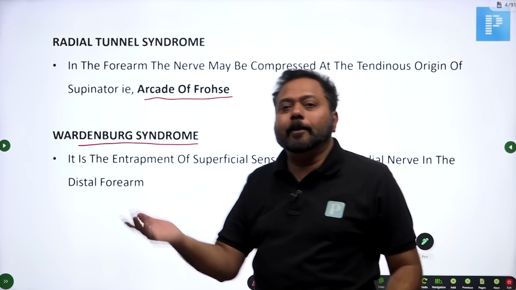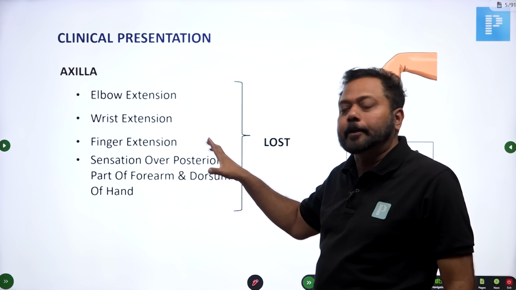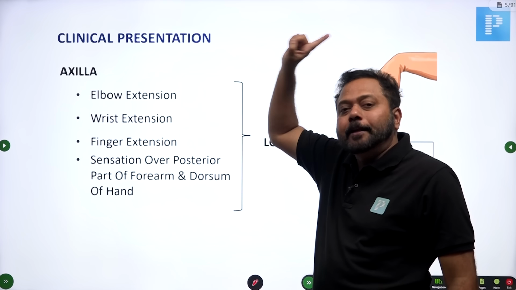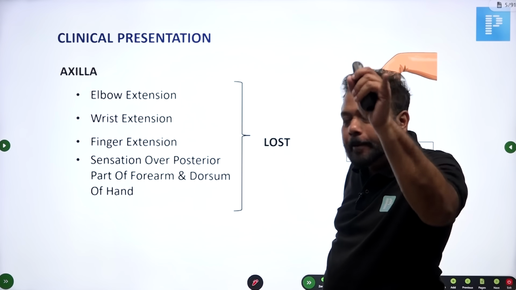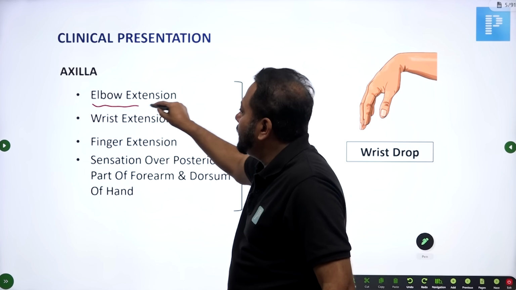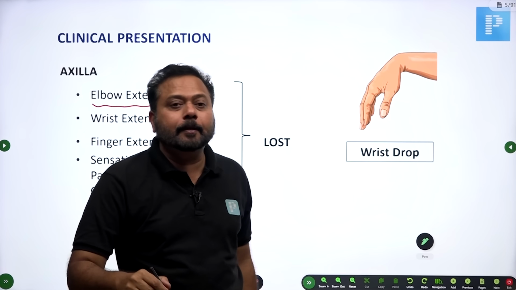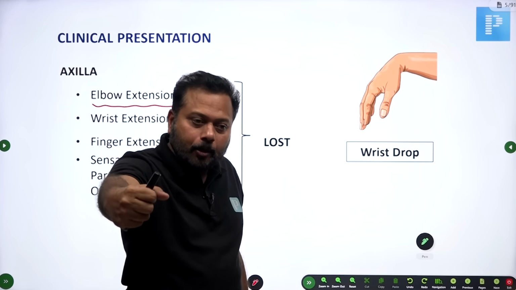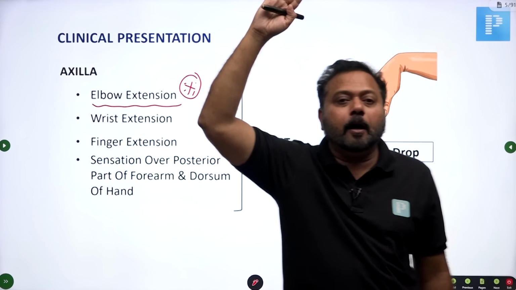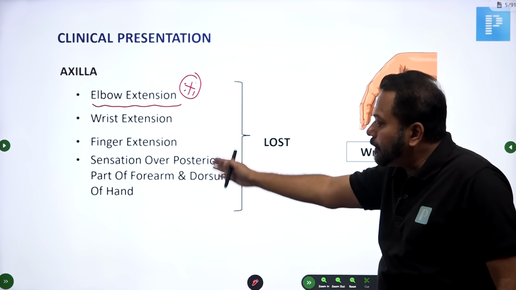Okay, so how they will present according to level of lesion. If the lesion is at the level of axilla, the main thing is elbow extension is lost. Wrist drop with inability to extend the elbow, the cause is at axilla. All other things will be there.